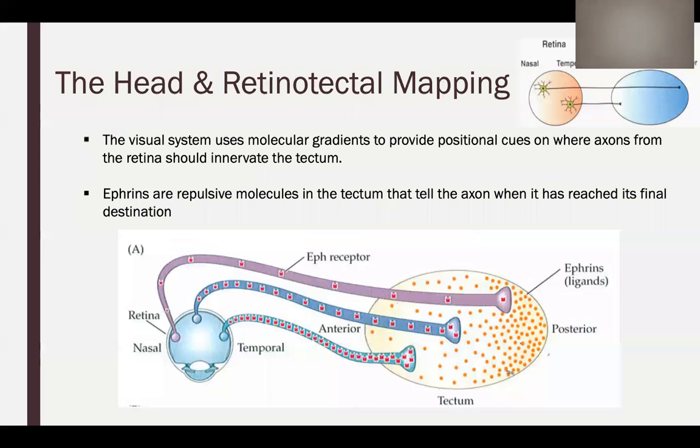The head uses molecular gradients in a similar way as the spinal cord, even using sonic hedgehog as well to distinguish between different lobes of the brain during development. But we're going to highlight a different specific case of molecular gradients in the head to try and show the broad range of function molecular gradients can have.